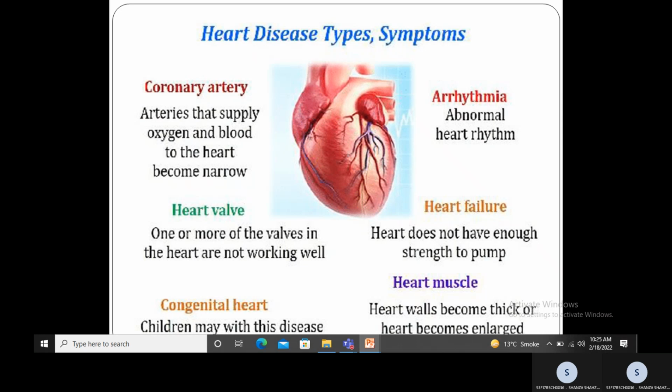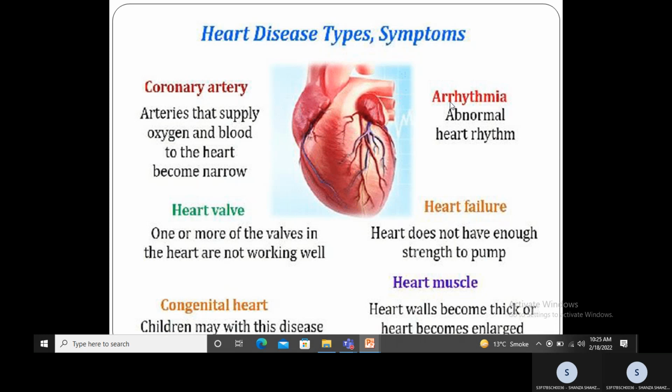The first is the coronary arteries. In this disease, arteries that supply oxygen and blood to the heart become narrow. And second is the heart valve. One or more of the valves in the heart are not working well. And third is the congenital heart. Children may have these diseases.